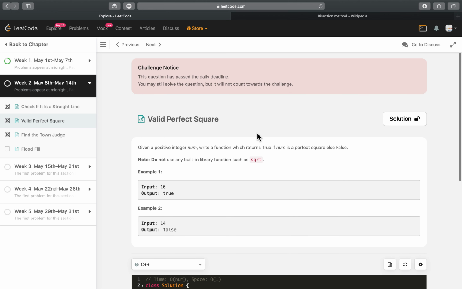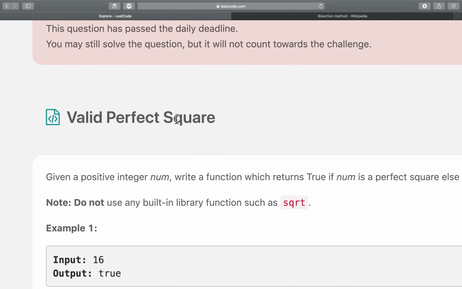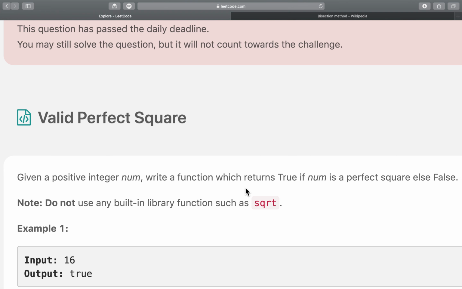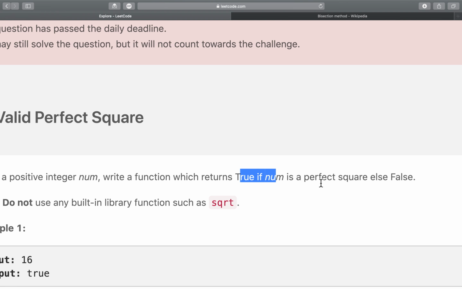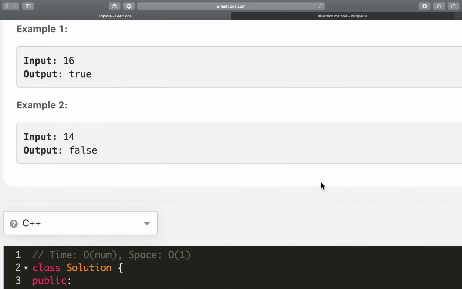So today is the ninth day of the main LeetCode 30-day challenge. The problem will be valid perfect square. We're given a positive integer number. We're asked to write a function which returns true if number is a perfect square, else false. And we cannot use any built-in library functions such as sqrt.